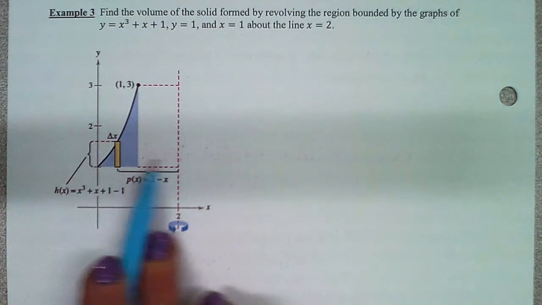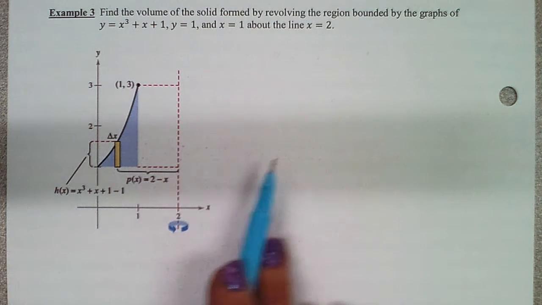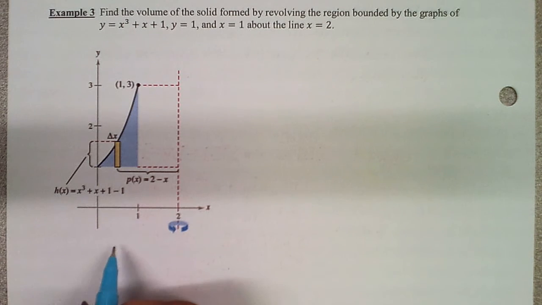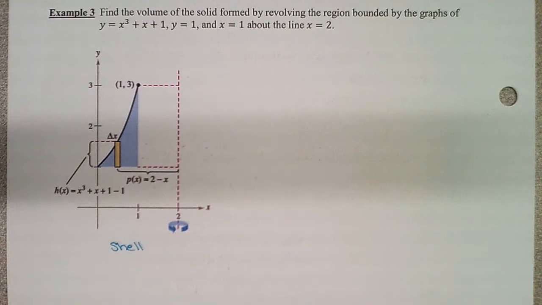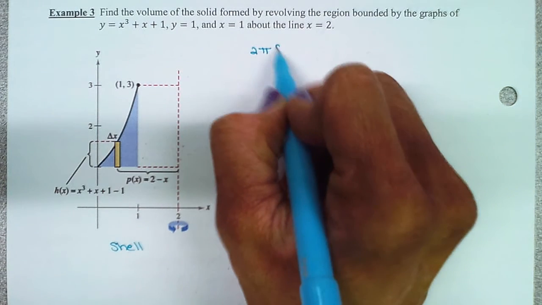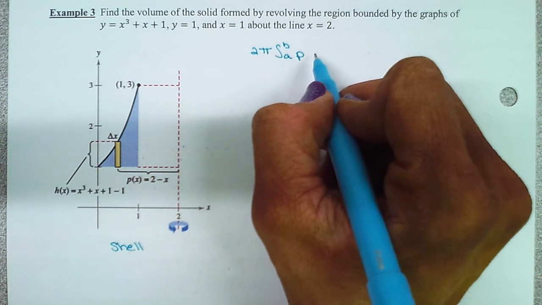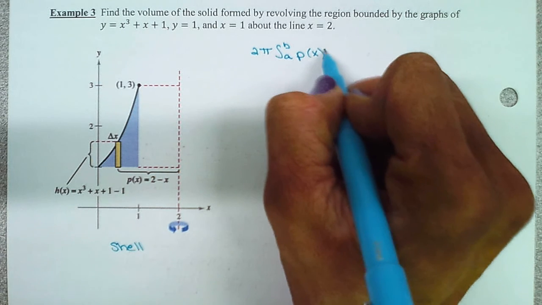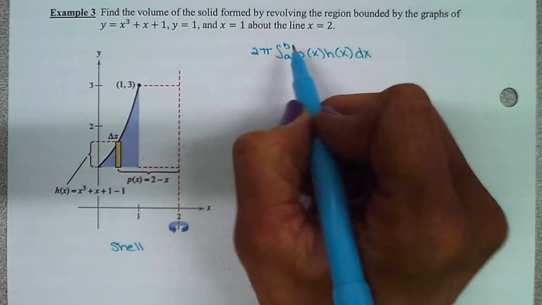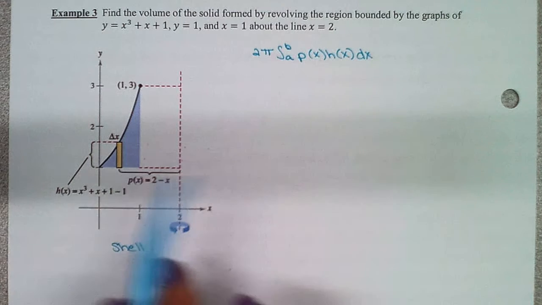And when we take a vertical rectangle and rotate it about this vertical axis, we're going to end up getting shells. So there's no way around it. We're going to have to do this thing with the shell method. So just a reminder here before we get going, shell was a 2 pi from A to B. We needed a P, and since we're in terms of X, it's a P of X and H of X dx.